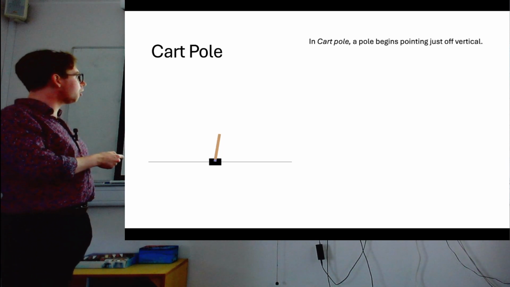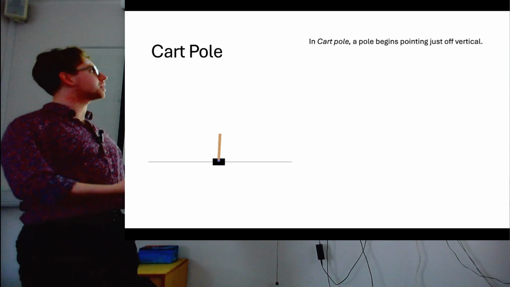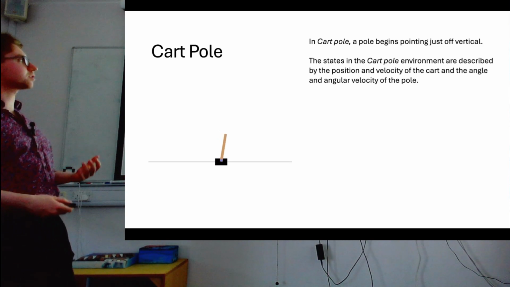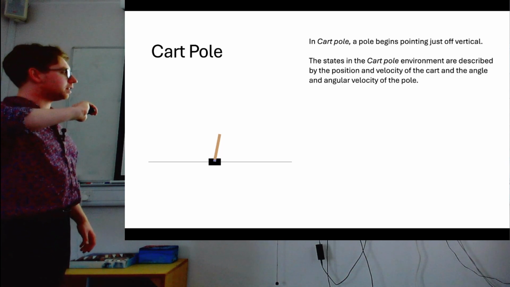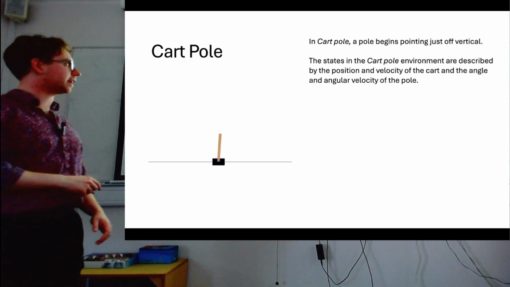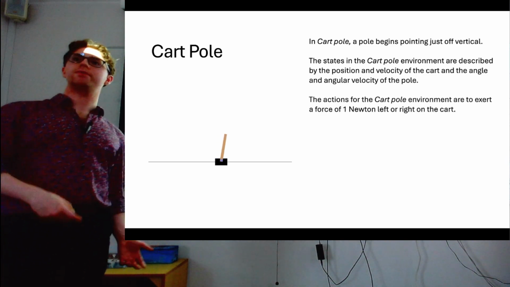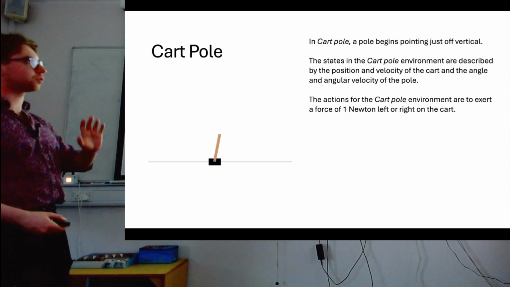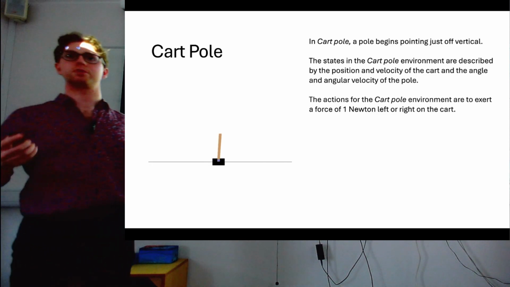So cart pole, you start with a pole that's just off the vertical, and then the environment is described by the position of the cart along here and the velocity that it's traveling along, with the angle that this pole makes with the vertical and the angular momentum that it has. So you have these 4 variables that collectively describe the state. The 2 actions that you can perform are move left or move right, or more precisely, exert a force of 1 Newton left or a force of 1 Newton right, which isn't quite the same as moving left or right because this just changes your acceleration.